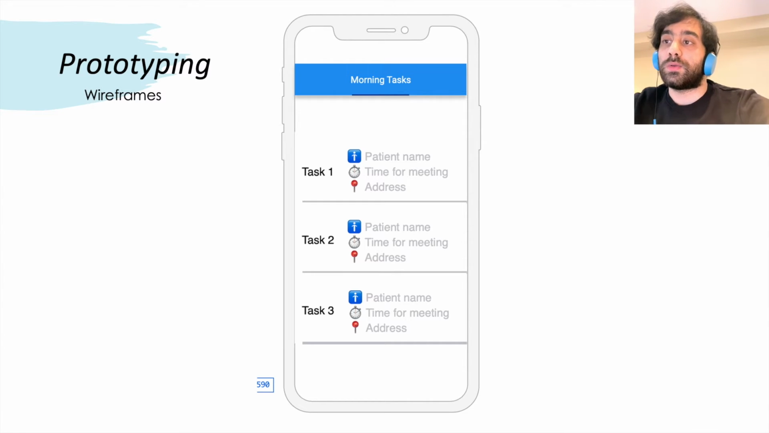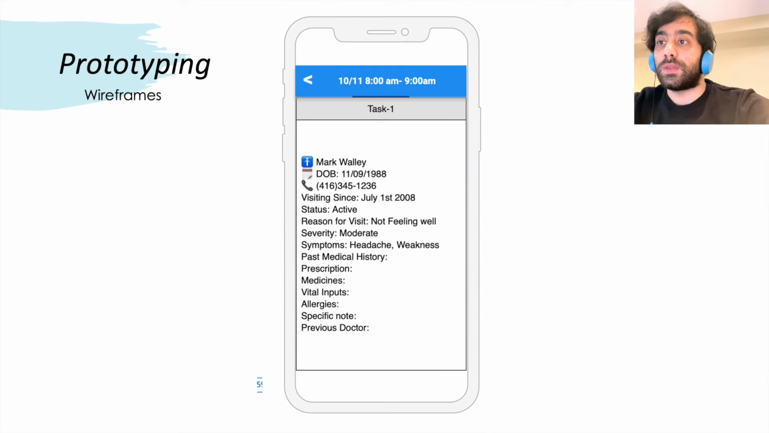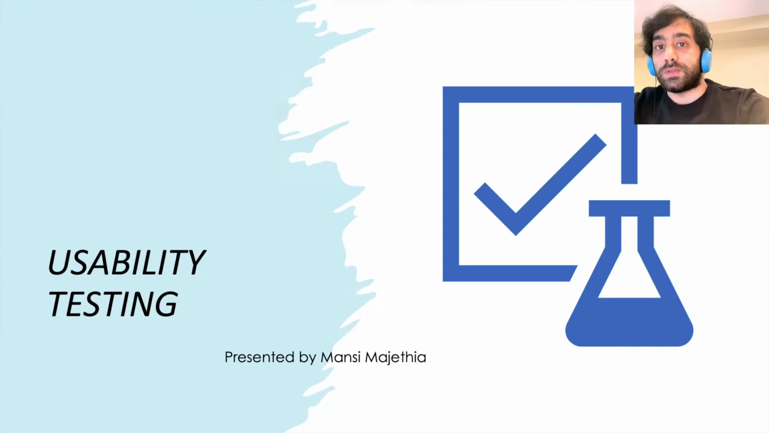Now, as you can see over here, they have multiple tasks in the morning tasks, which also displays the name, the time for meeting, and the address. Now, let's assume they select one of the tasks. They will be presented with the details of this task, who and the time, and more information. Now, of course, this is just a prototype for the application. We have decided to move and advance much further based on the usability testing that we have completed, and this will be presented by my colleague, Mansi.